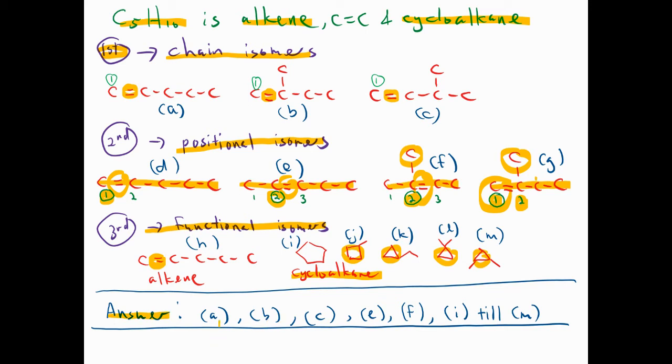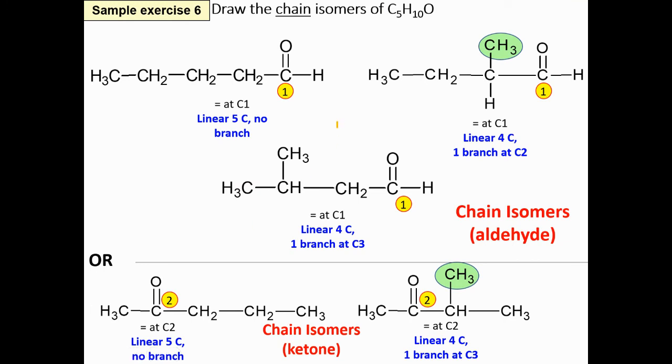You see, I didn't write all the answers, because some of the structures are the same. For example, A and D are the same. So I just choose A. After you draw all of them, find out which ones are the same, then you can just cancel out. This one is in my notes.